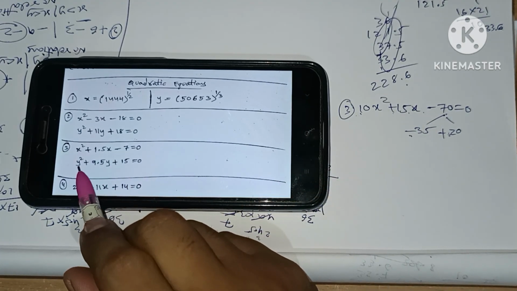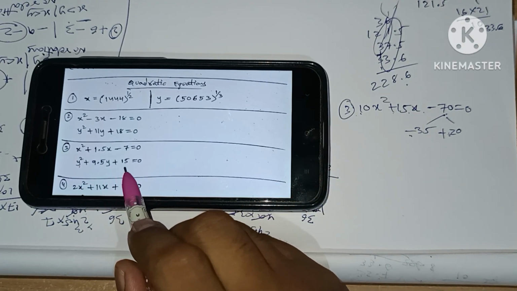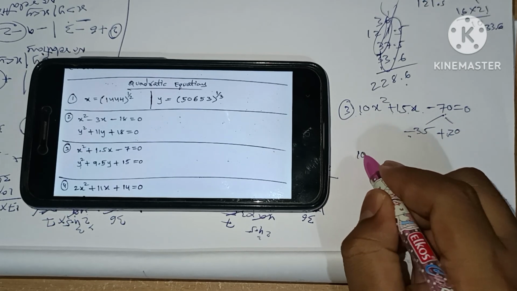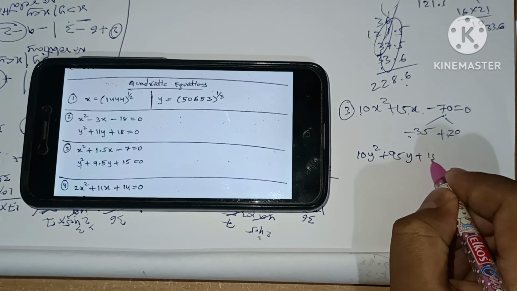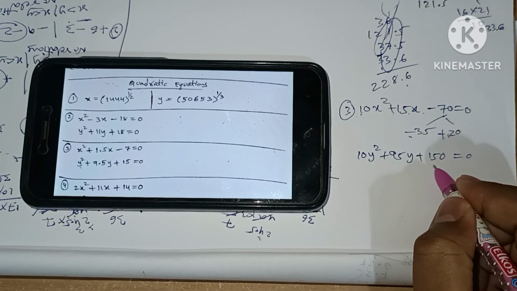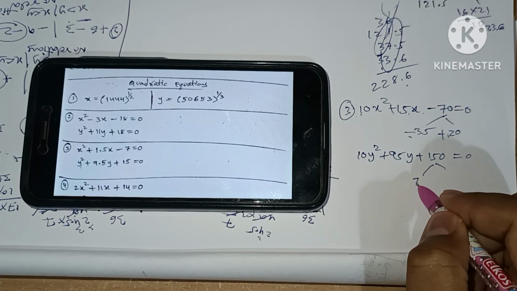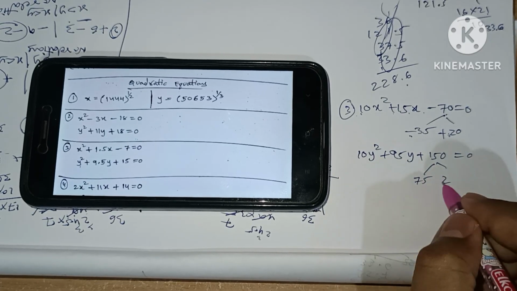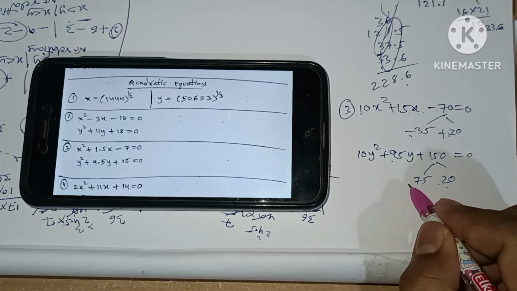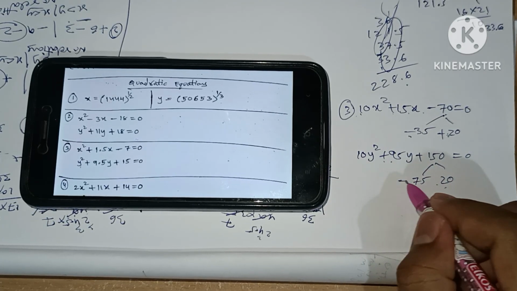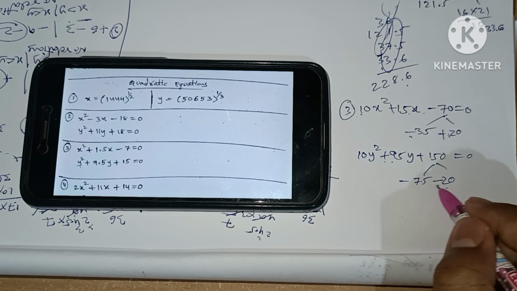Okay, second, the y equation is y square plus 9.5y plus 15 equals 0. Again we multiply with 10. We get 150 equals to 0. This 150 is divided as 75 2 times, 10 2 times is 20. Sum of these two we get 95. So these are the roots. Plus and plus means minus and minus are the roots, the root signs.